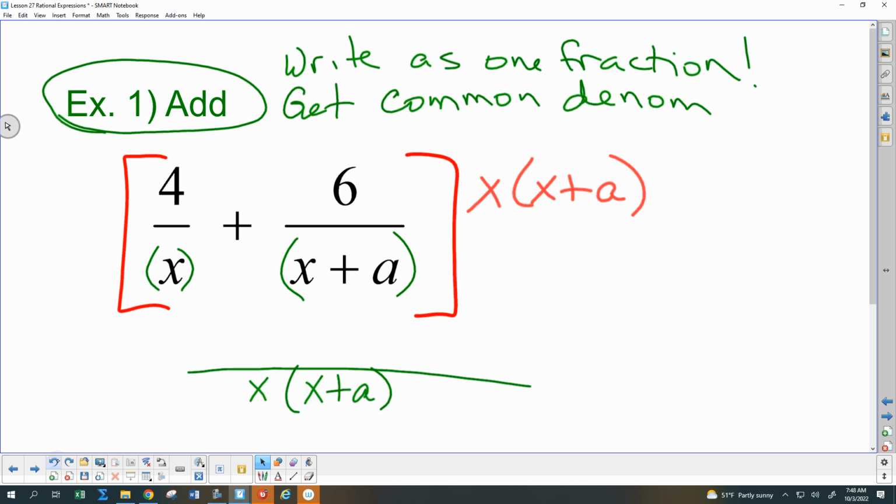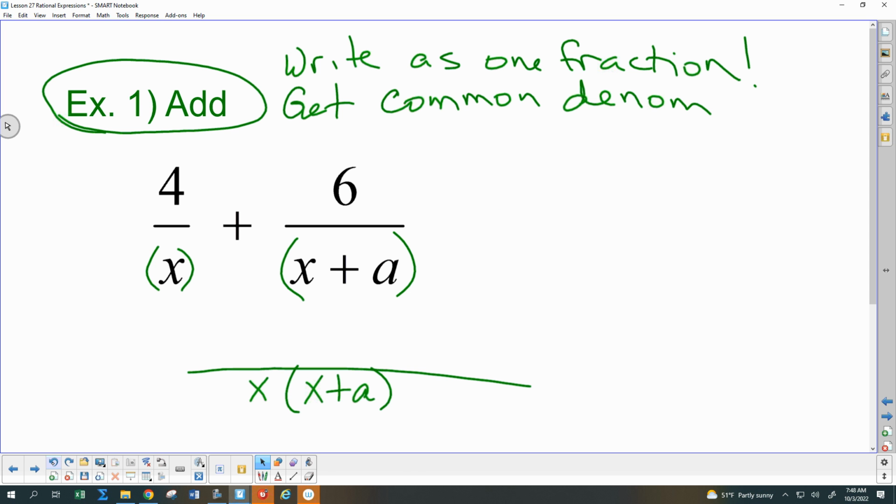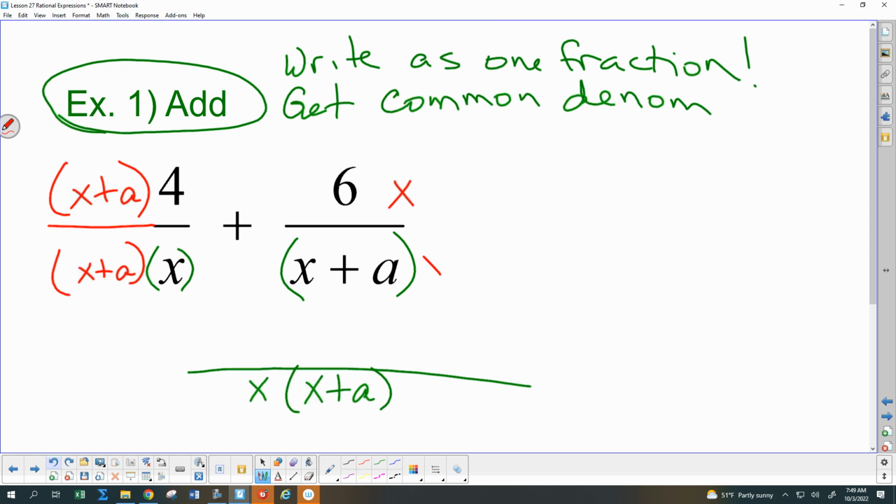So what you need to do to show your work on this one is you need to fix each fraction separately. This one needs a denominator of x times x plus a. That means you multiply numerator and denominator by x plus a. You must write it both places, numerator and denominator. Don't be lazy and try to write it once. Similarly, this one needs to be x times x plus a. If you just do that, it's wrong. You're multiplying numerator and denominator by the same thing. You're multiplying each fraction by 1.